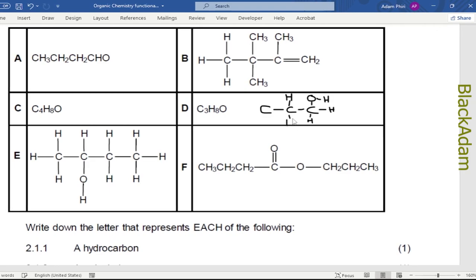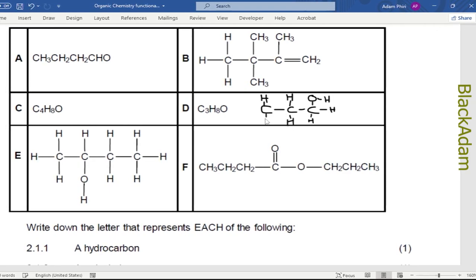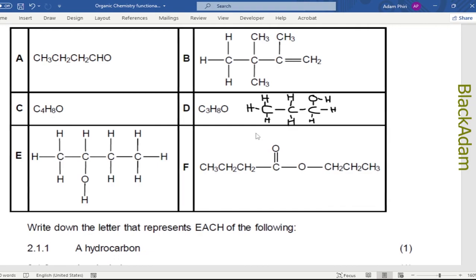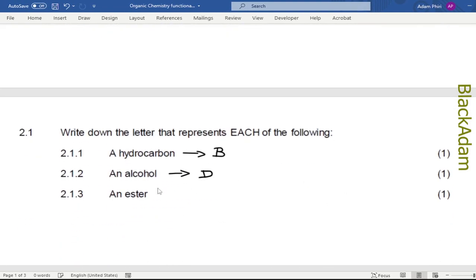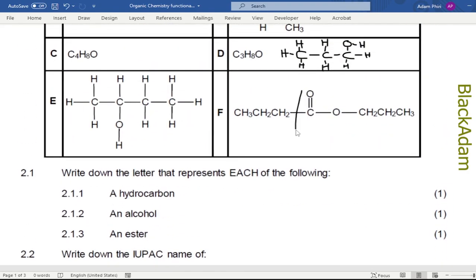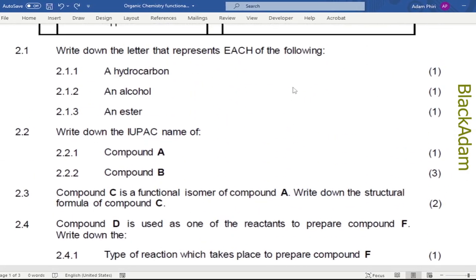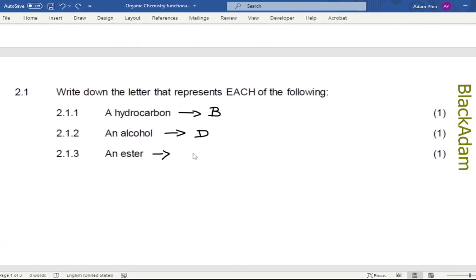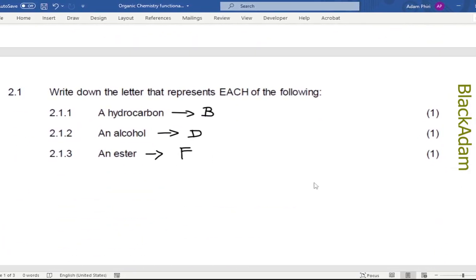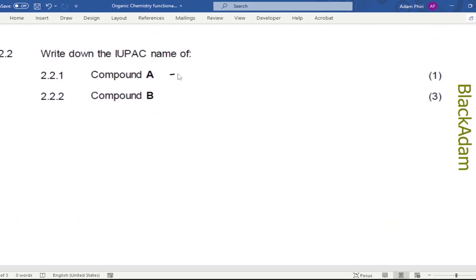That is alcohol there. We have 3 carbons, which is propanol. So that is alcohol. Just to prove, make sure that you draw a structure so that you know exactly what the compound is. It should correspond to the ratio between the carbon and other elements. And then we have F, because of that functional group there, that's ester. So F is ester. And then we go to the IUPAC name for A.